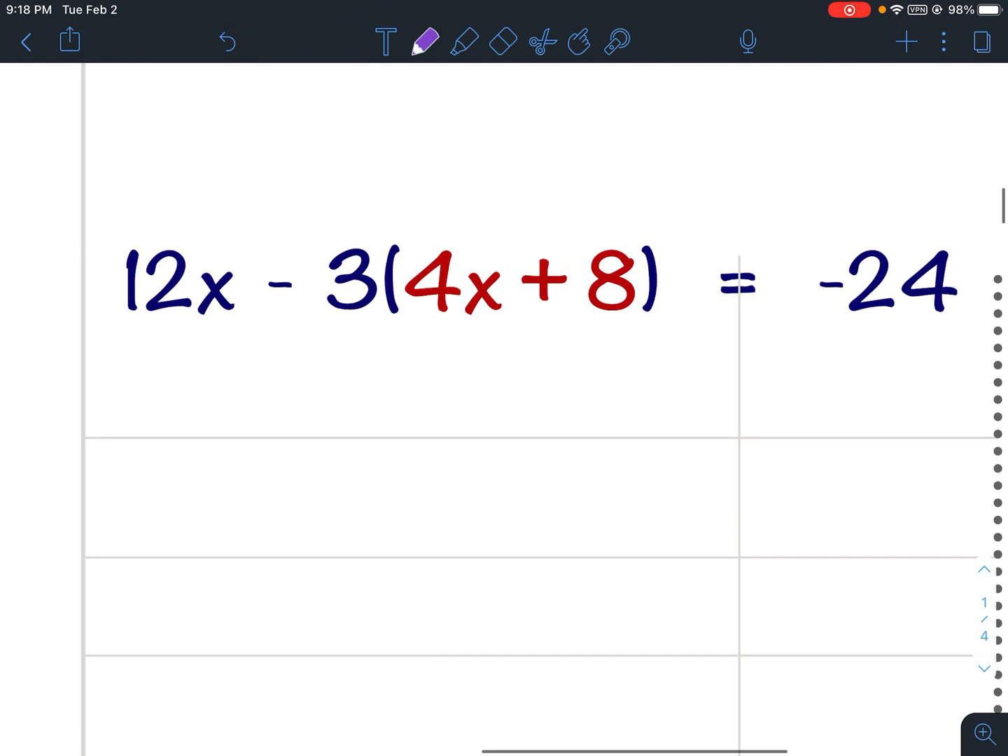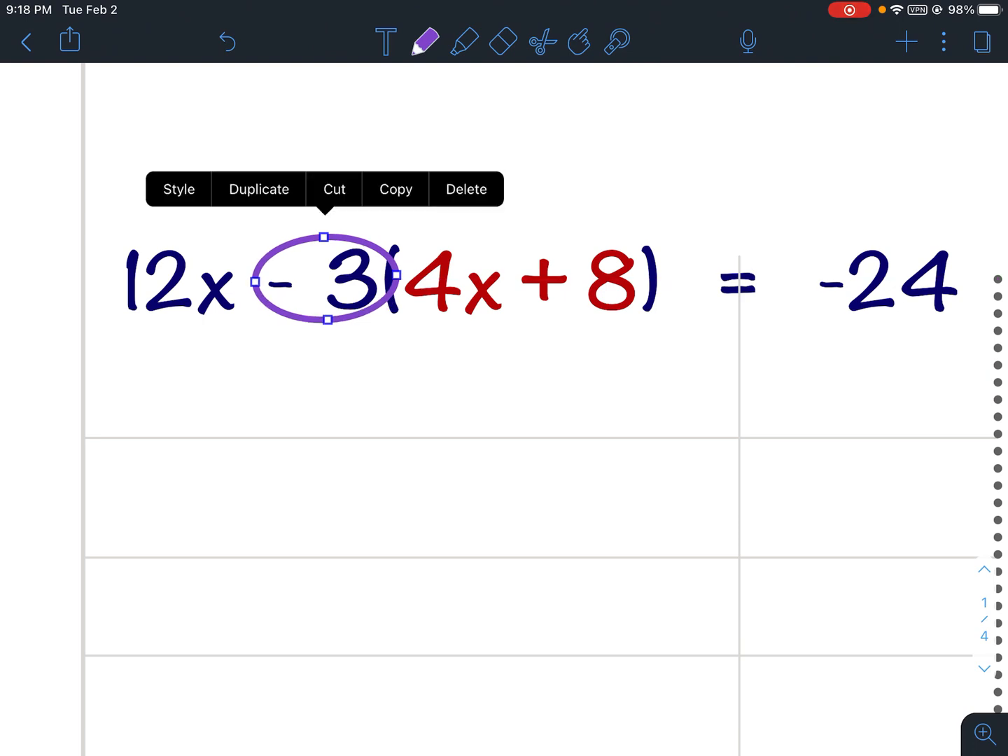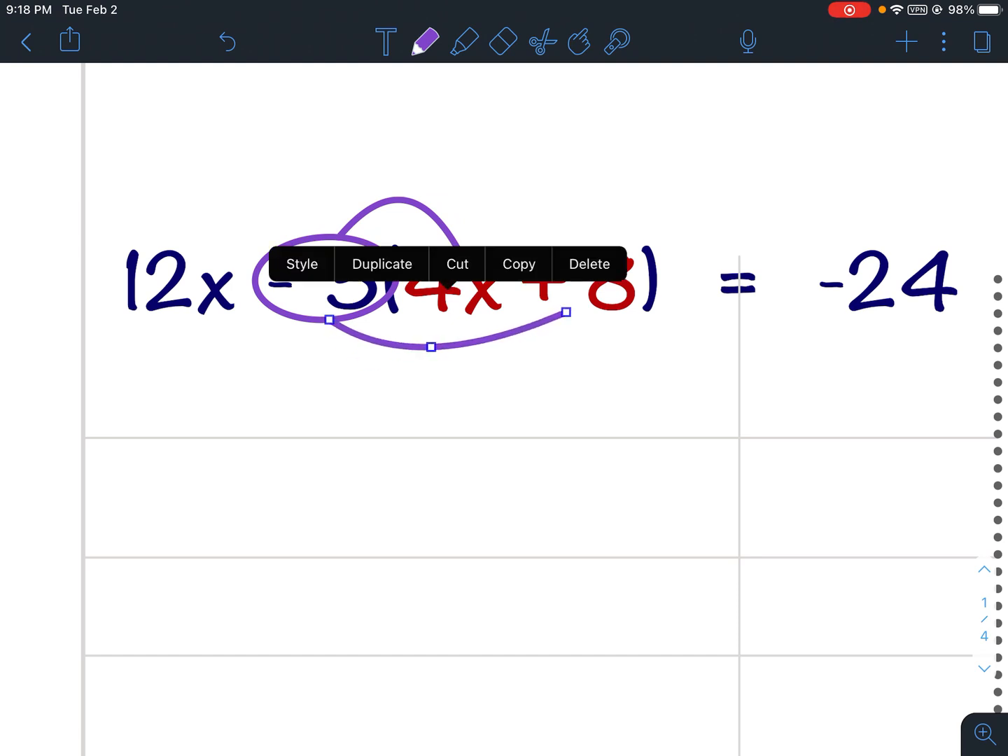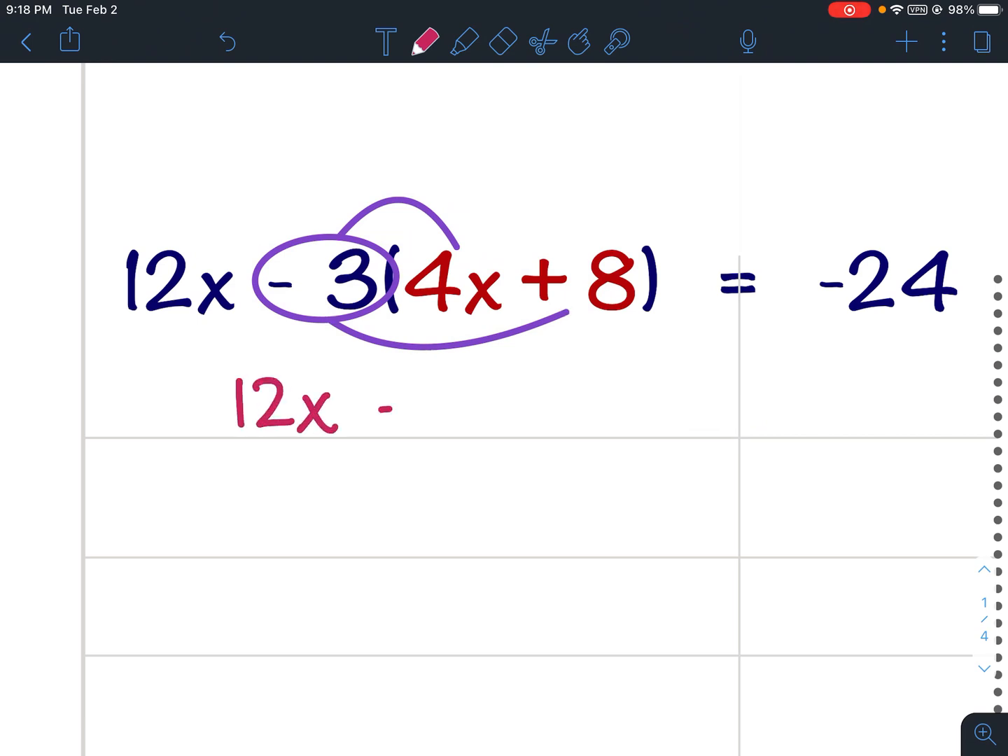This is a multi-step equation. So I need to distribute this negative 3. So I need to multiply the negative 3 times 4x and the negative 3 times positive 8. So I'm still going to have 12x. Negative 3 times 4 would be negative 12x. Negative 3 times 8 would be negative 24. Keep the equal signs lined up, and we have negative 24 on the right.